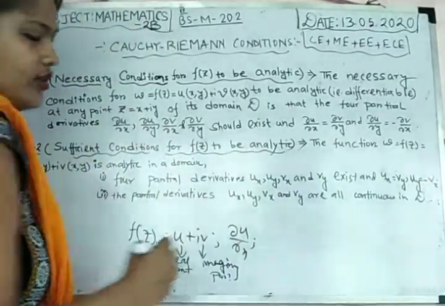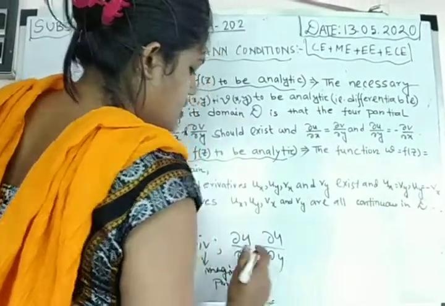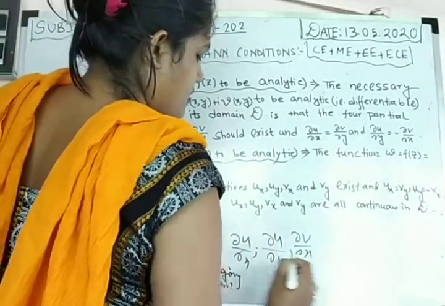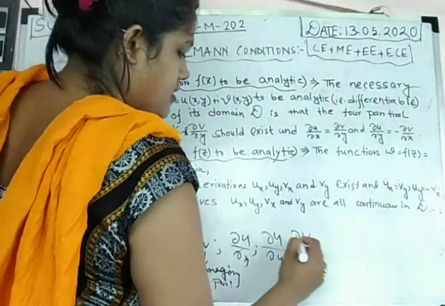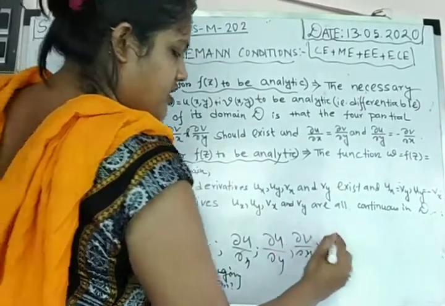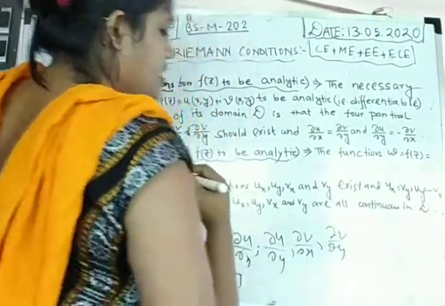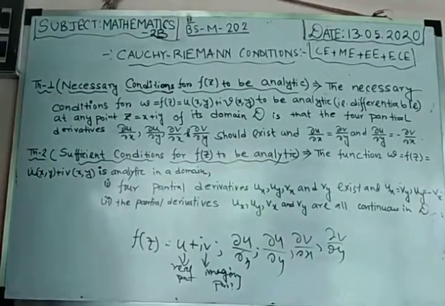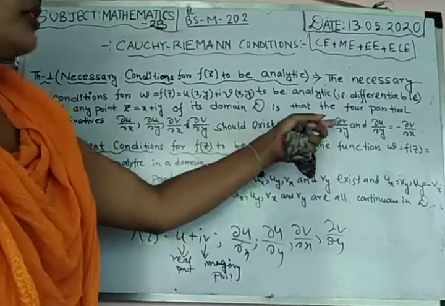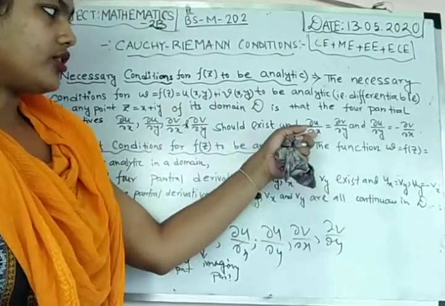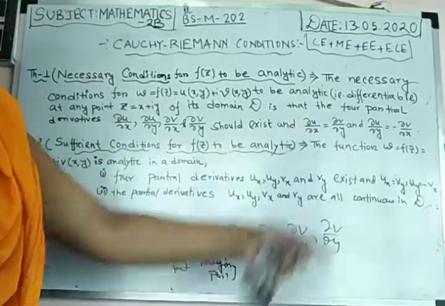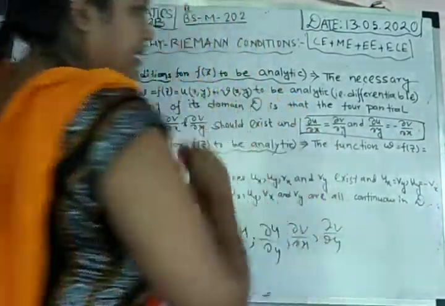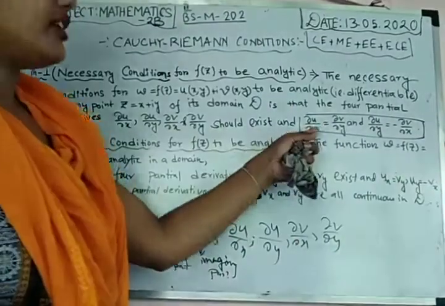So here del u del x and del u del y are partial derivatives of the function u with respect to x and y, and similarly for the function v with respect to x and y. These four partial derivatives will exist, and the Cauchy-Riemann equation is also satisfied. The Cauchy-Riemann equation form is del u del x equals del v del y and del u del y equals minus del v del x. This is the Cauchy-Riemann equation.